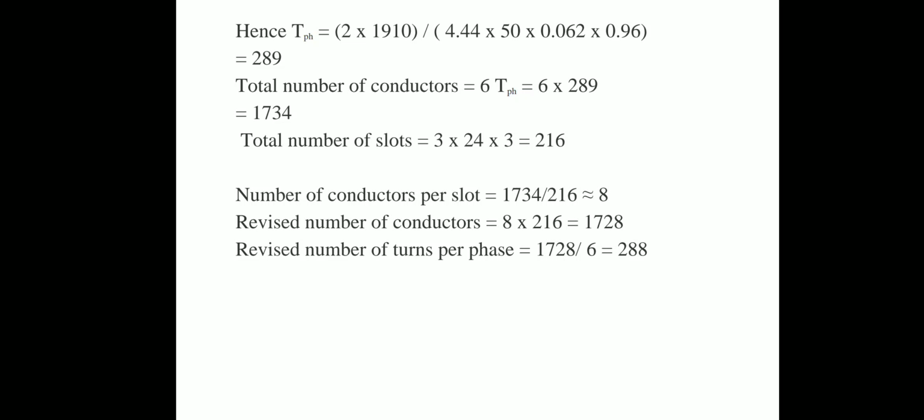The total number of slots is equal to 3 into 24 into 3, which is 216. The number of conductors per slot is equal to 1734 divided by 216, approximately 8. Since the number of conductors per slot cannot be fractional, it has to be a whole number. The revised number of conductors is equal to 8 into 216, which is 1728. The revised number of turns per phase is equal to 1728 divided by 6, which is 288. This is the solution of numerical example number 5.